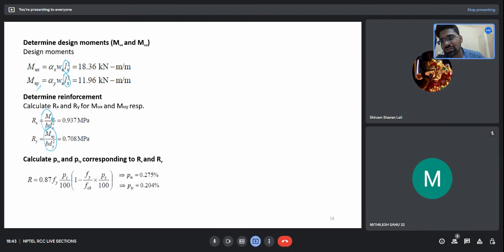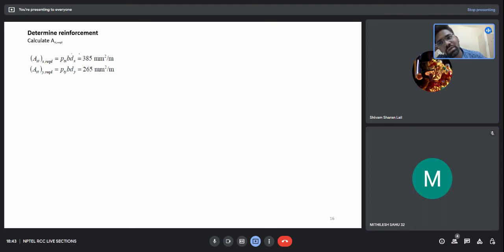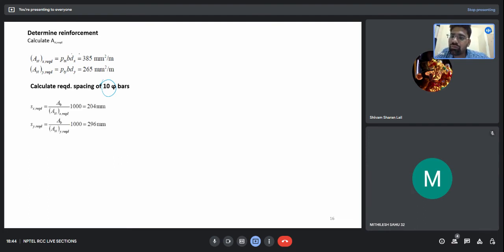Now I will calculate the percentage of steel. I get 0.275 percent in the x direction and 0.204 in the y direction. If I multiply this percentage of steel by the effective area, then I will get the area of tensile steel required. I have already assumed 10 phi before starting the problem. Now the spacing would be calculated based upon this 10 phi diameter, and those spacings would be limited to a 1 meter strip.